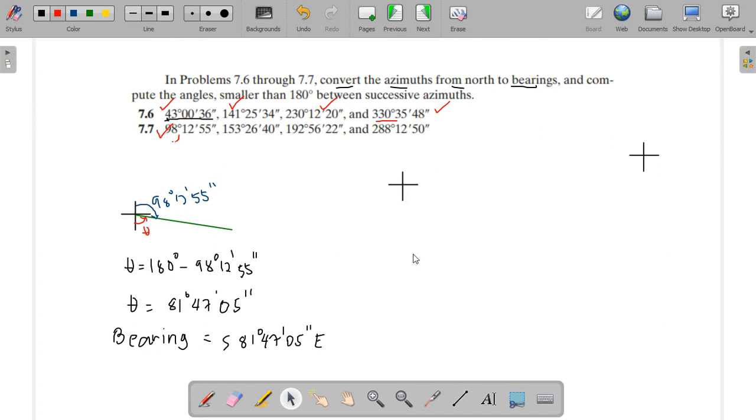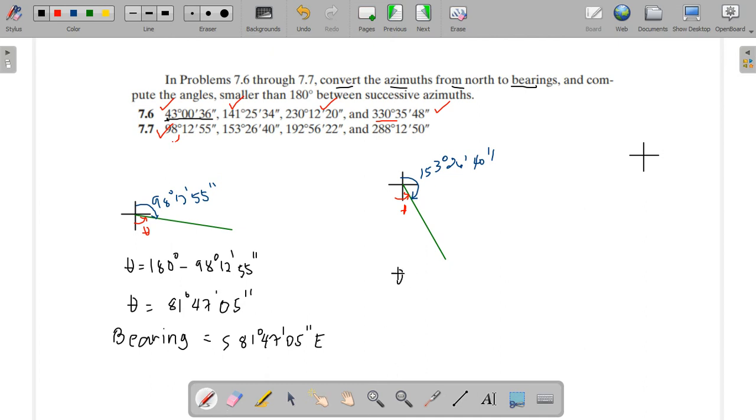So the angle is 153 degrees. That's more than 90 but less than 180. So somehow this is located here. Okay, this is your azimuth. So azimuth is 153 degrees, 26 minutes, and 40 seconds. And of course, this is your bearing. So bearing is theta.